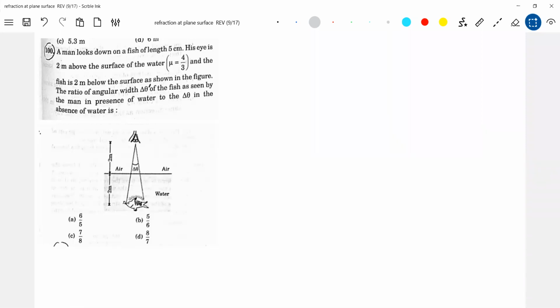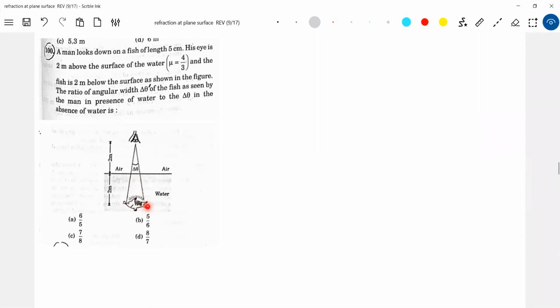Able to understand? So we were talking about the apparent height. How will the fish appear long? Yes, it will appear longer. What do you mean by longer? This length, the length of the fish. I'm not talking about apparent depth. We are talking about this one. So the fish will appear longer.